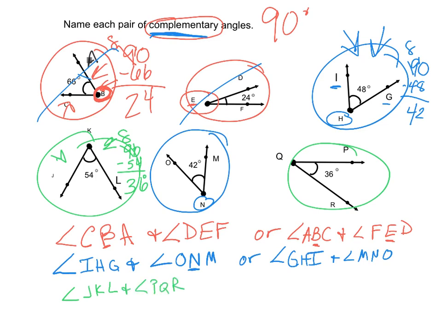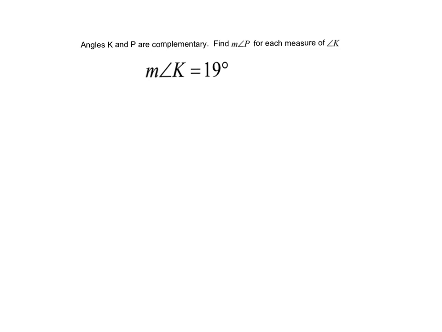Angle JKL and angle PQR are complementary, or if you wrote it a different way, angle JK, oh, I already did JKL. Let me erase that one. All right, so let's see. Angle LKJ and angle RQP. Vertex, vertex, vertex, vertex. Okay. So those are your complementary angle pairs. Let's look at the next page.